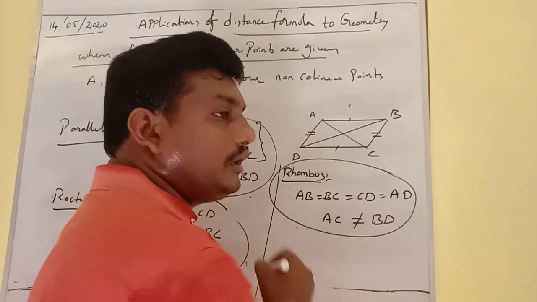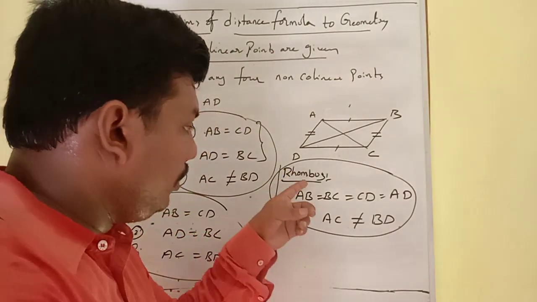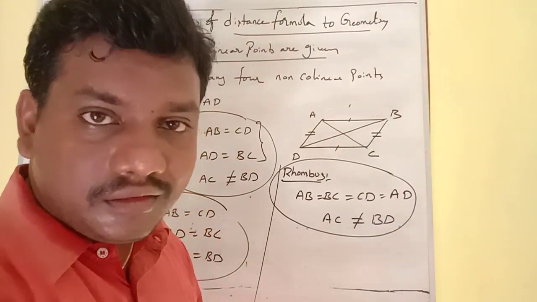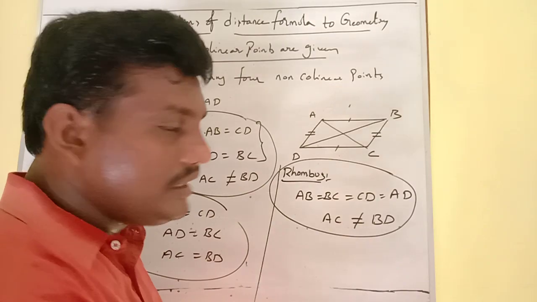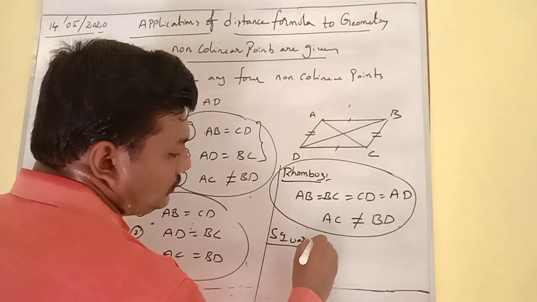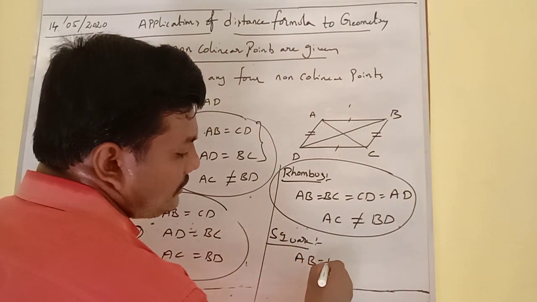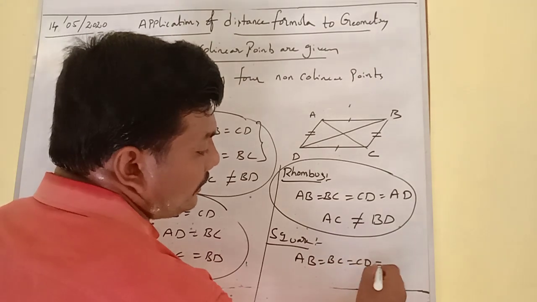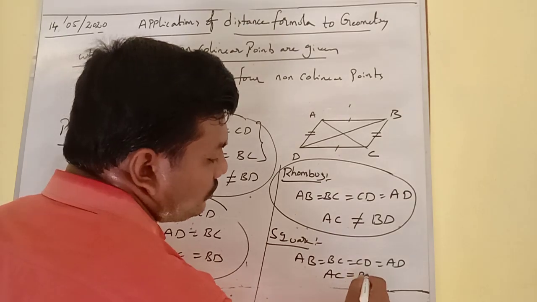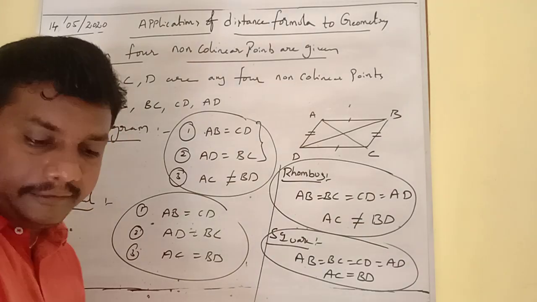When the given quadrilateral is a rhombus, we must find all the 4 sides and the 2 diagonals, the length of the 4 sides and the length of the 2 diagonals, based on the distance formula. Then coming to the square, all the 4 sides are equal. AB is equal to BC is equal to CD is equal to AD, and AC is also equal to BD. This is about the square.